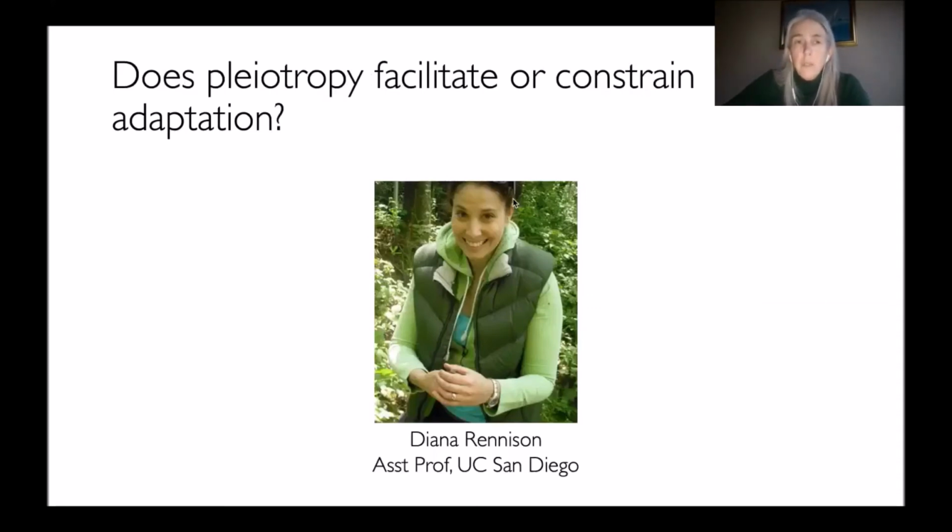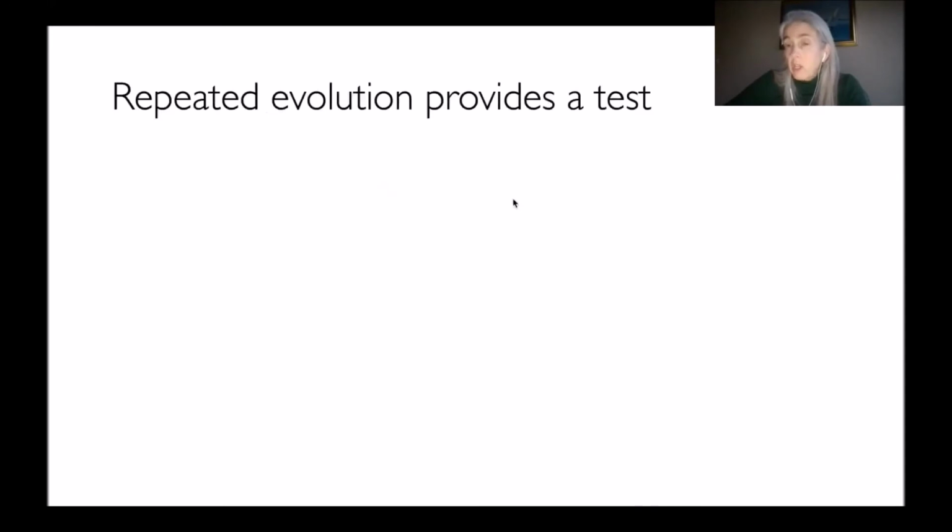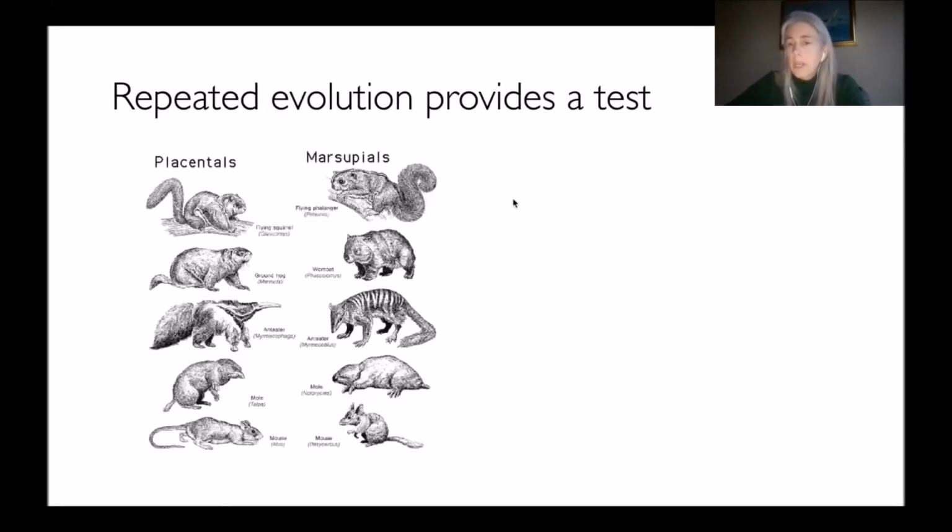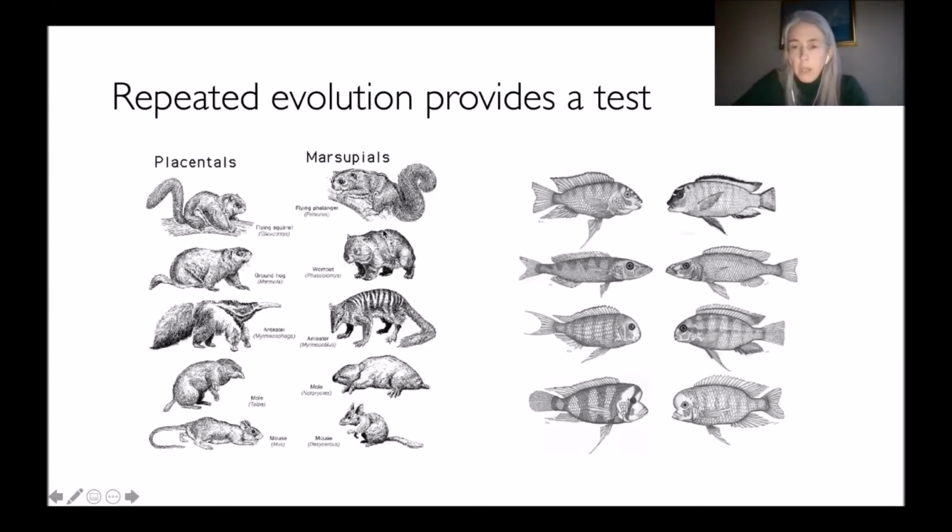Diana's insight was that repeated evolution might provide an interesting test of this idea. I've talked to many people about this today: evolution repeats itself, at least at the phenotypic level. We see the parallel or convergent evolution of similar forms in placental versus marsupial mammals, or the classic example of parallel or convergent evolution of very similar forms in independent lakes, the Great Lakes in Africa, of these cichlid fish.